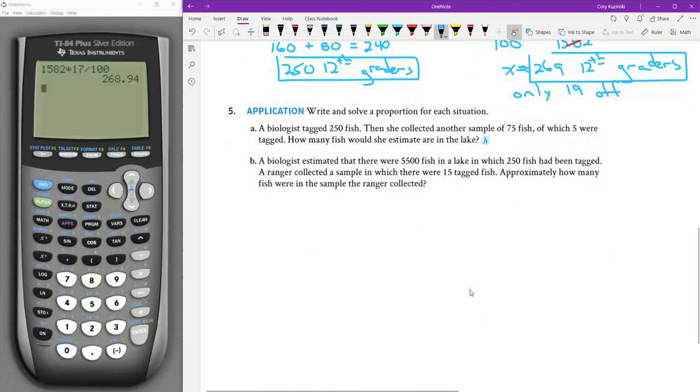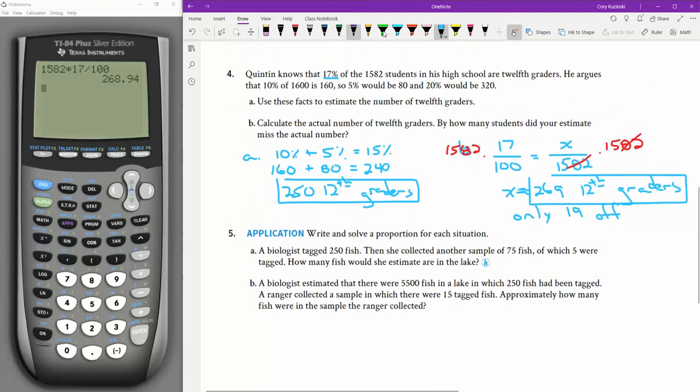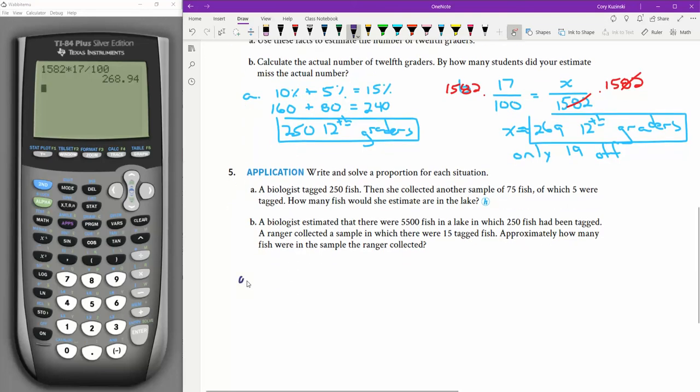Write and solve a proportion for each situation. A biologist tagged 250 fish, then she collected another sample of 75 fish, of which 5 were tagged. How many fish would she estimate are in the lake? All right, so we got 250 tagged fish. I don't know how many total fish are in the lake. When she did a sample of 75, she caught 75 fish and 5 were tagged.